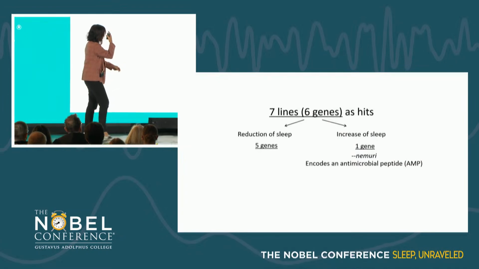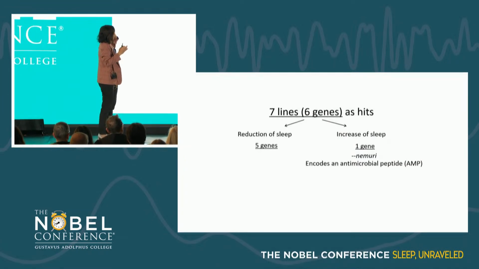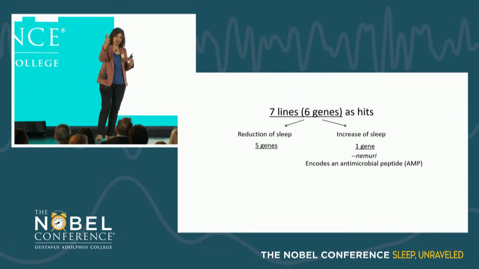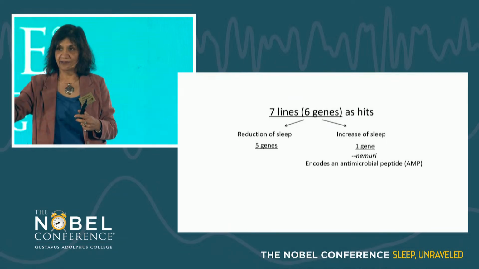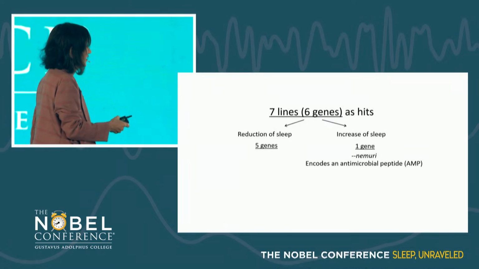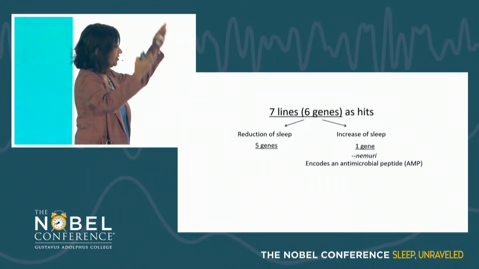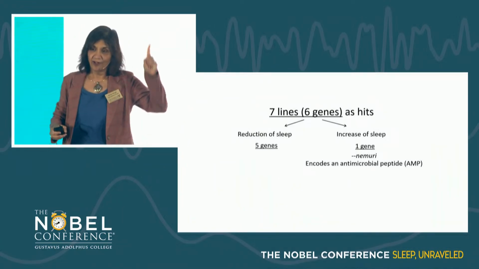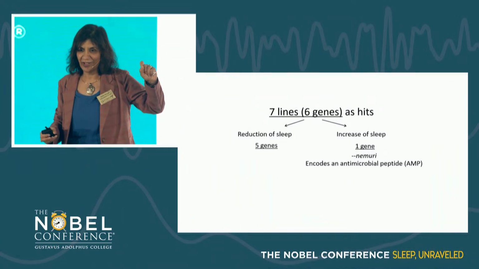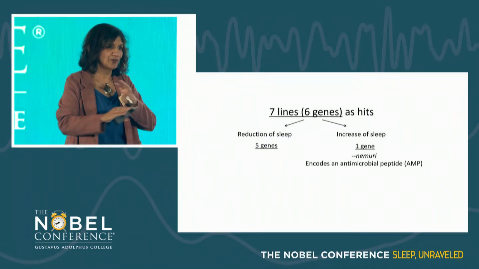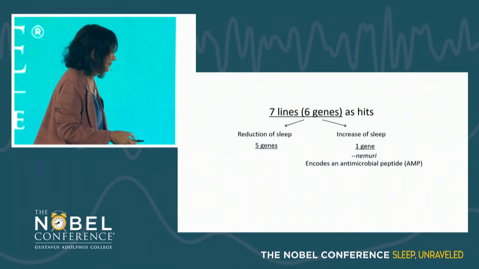But it turns out that he got 7 lines, which correspond to 6 genes, because 2 lines had the same gene overexpressed, increased in expression. And 5 of these genes, when you increase their expression, they reduce sleep. Only 1 increases sleep, okay? It's not easy to find sleep inducers, and we can talk about why that might be.